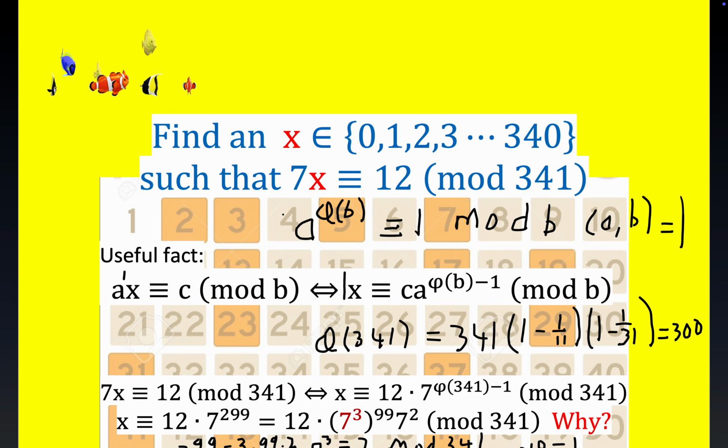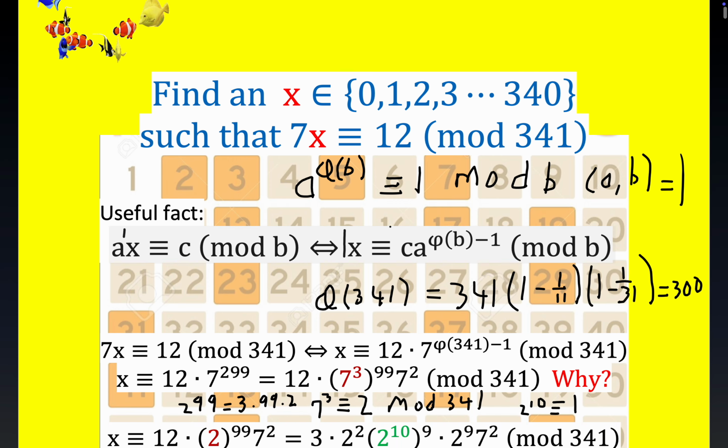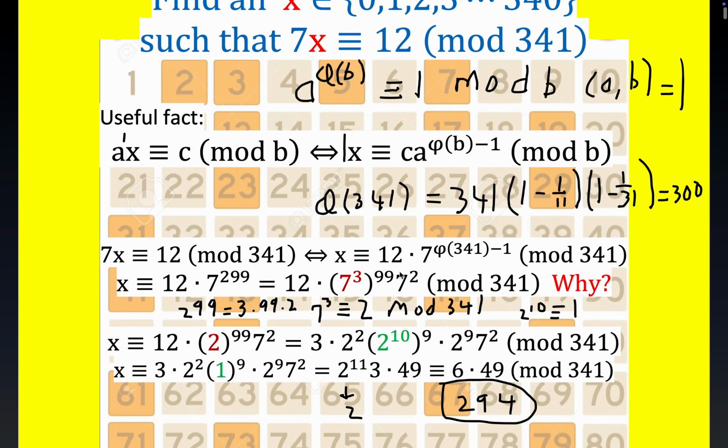Theoretically, you can do it that way, okay? But it's just very time consuming. And you wouldn't even know, it's so easy to make mistakes. I would call this rather tedious, and it depends on a couple of lucky facts, namely 2 to the 10th is congruent to 1, and 7 cubed is congruent to 2, all mod 341. And that simplifies the computations immensely.